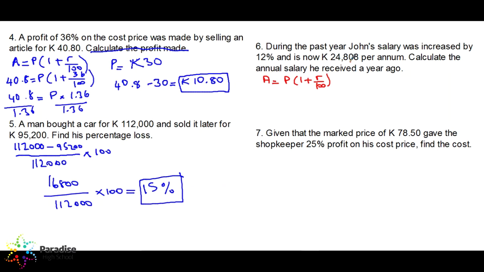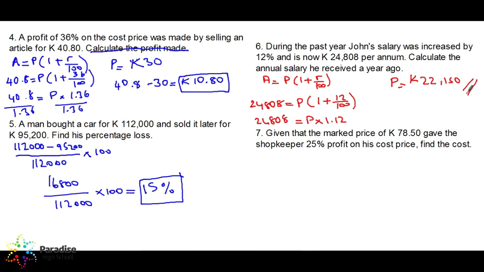Since this is the new salary, it is A, 24,808. They're asking me for the old salary, with 1 plus how much it increased, 12%. So that makes P times 1.12 equal to 24,808. Then P will be equal to 24,808 divided by 1.12, which is 22,150 kina.